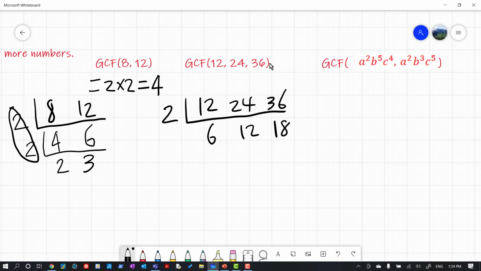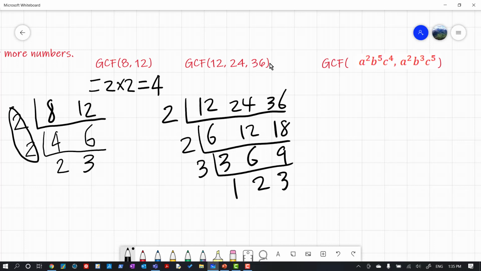And then in the second layer, you do the same thing. They are all even numbers, so you can extract 2 again, and then what you have left right here is 3, 6, and then this is 9. And then you compare these 3 numbers, what you can extract from here. So yeah, 3. And then you have 1, 2, 3 left. So again, you get these numbers on this left side and times them together, and then you get the GCF for these 3 numbers, which is 2 times 2 times 3, and then you get 12.